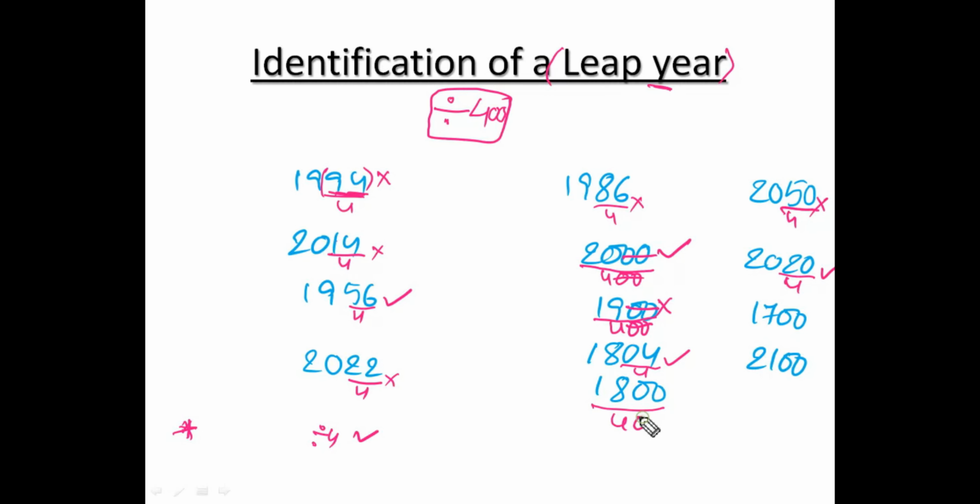1800 by 400. 2 zeros, 2 zeros cancel. 18 by 4 is not divisible, not a leap year. 1700 by 400. 17 by 4 is not divisible, not a leap year. 2100 by 400. 21 by 4 is not divisible, so not a leap year. So finally, the point is, all of you clear now? Except centuries, any year number which is divisible by 4 is a leap year. Centuries are to be checked by the divisibility of 400.